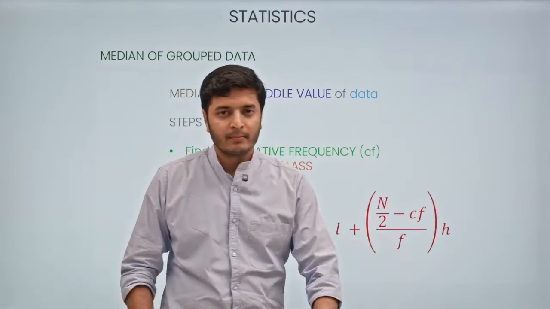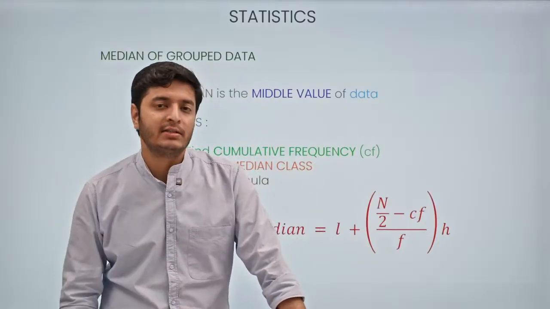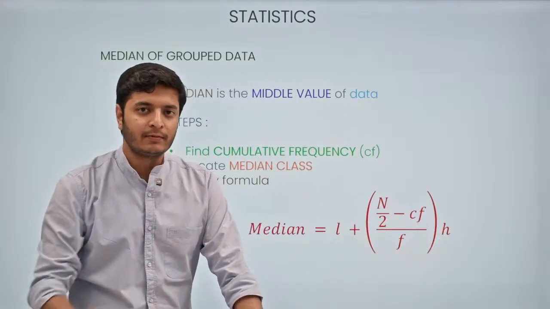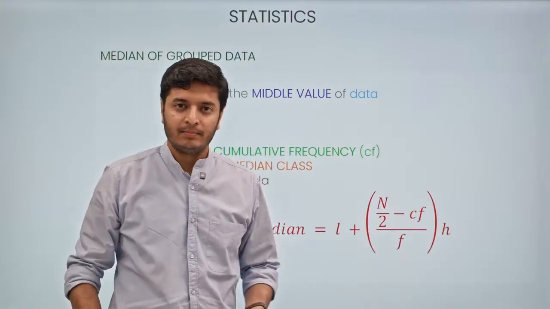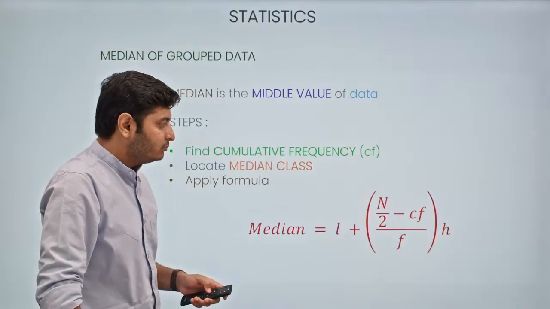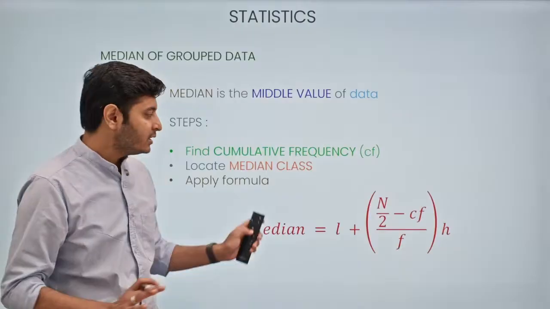Then F is the frequency of which class interval? The median class interval itself. And what is H then? H is the class width of the class intervals, the difference between the class limits, that is your H value. Now, it may sound confusing, no? But let me assure you that this is very easy.